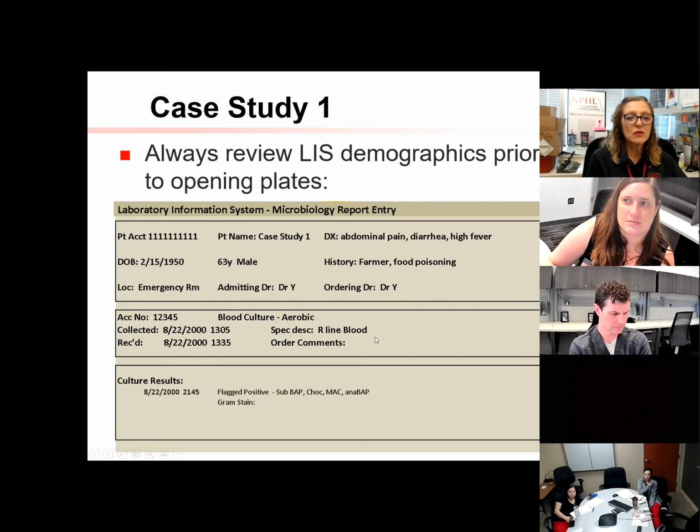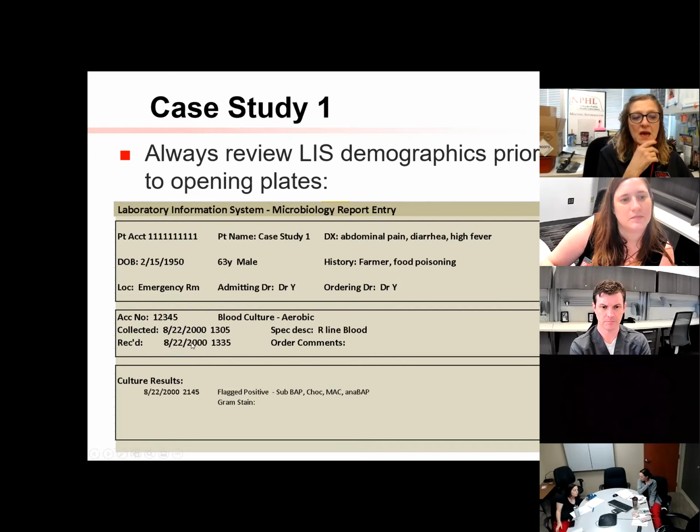So this is where, usually within the requisition, you'll see when the patient had the specimen collected and then when it was received in lab. Here it took about an hour to get down in lab. So about 1300, which is about 1:30 in the afternoon, it was collected and received. And then if you notice about 2145, that would be about 11:45 at night, it turned positive.